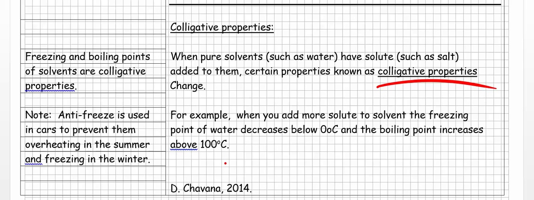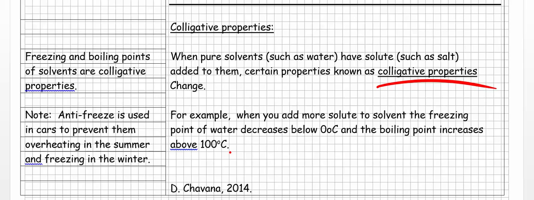But when you add solute to water, it's no longer 0 and 100 degrees respectively for the freezing point and the boiling point. Instead, it's something below 0 and something above 100 for the boiling point. Now, antifreeze. Antifreeze is used in cars to prevent them from overheating in the summer and freezing in the winter.